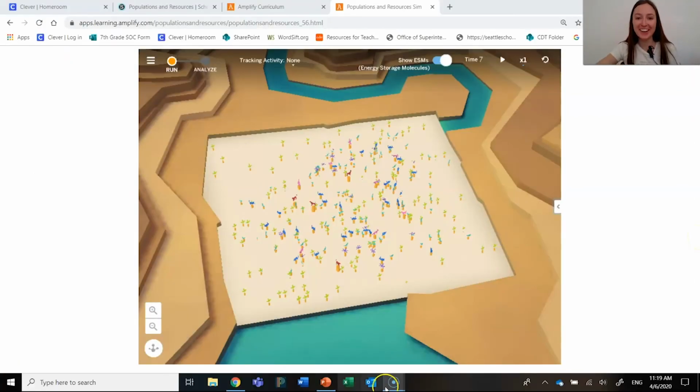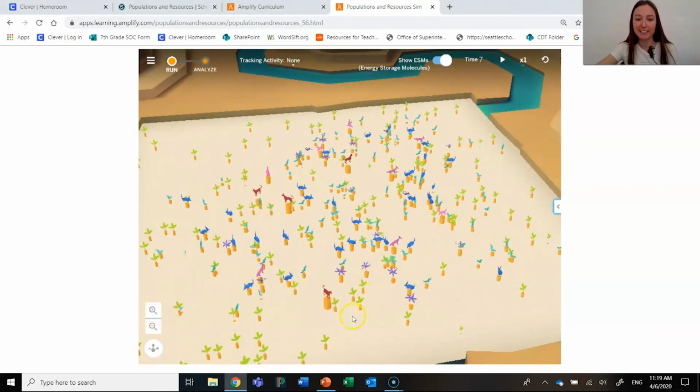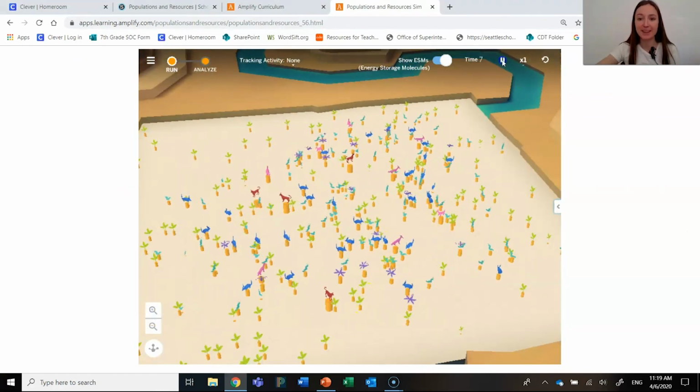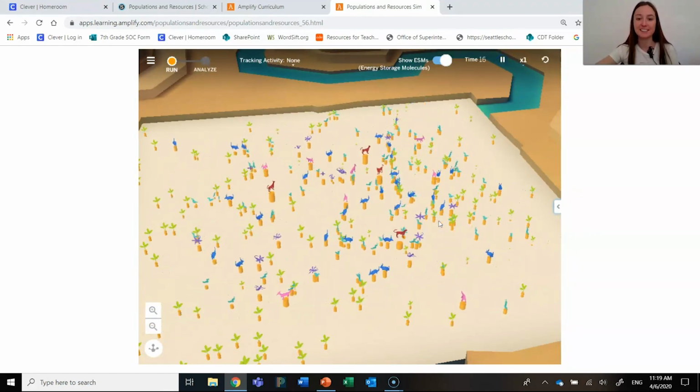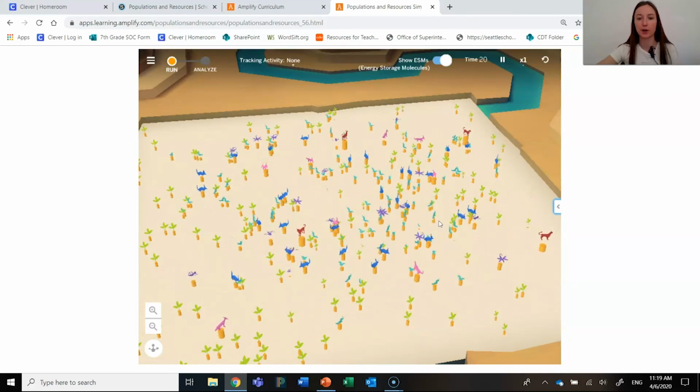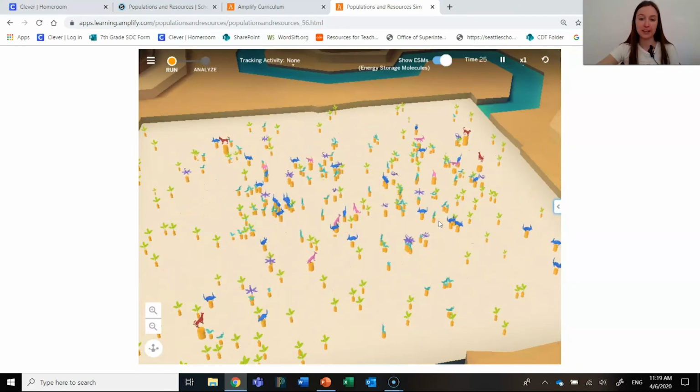All right, you guys, so here I am in the 6 populations digital model, got all my ecosystems set up, and I'm just gonna let the time run for a little bit and see how things are in our baseline.